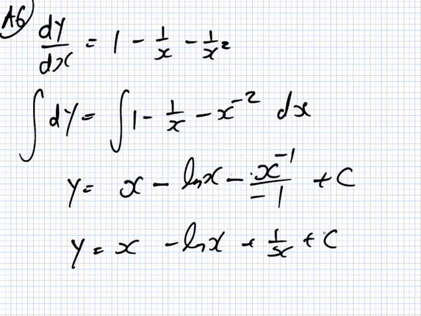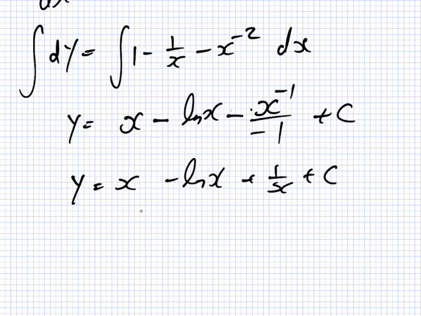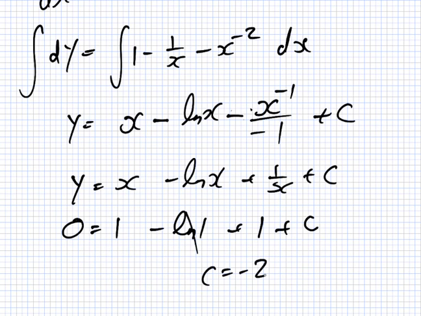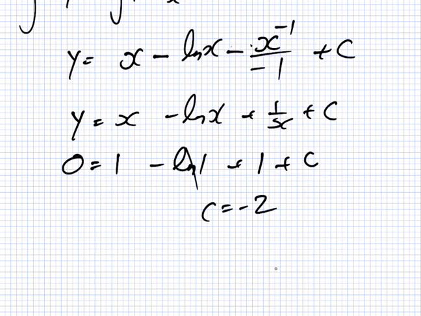You can find the c because they give you a point. The point is 1, 0. So 0 equals 1 minus log 1 plus 1 plus c. So c is minus 2. So the answer is y equals x minus log x plus 1 over x minus 2.